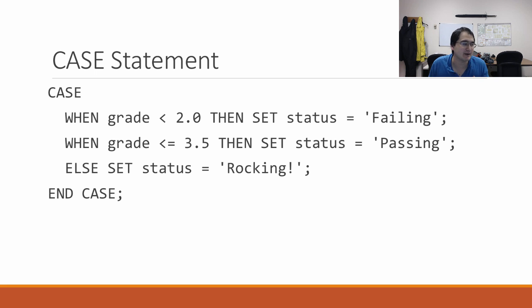The way that this looks is, a case statement is a lot like an insert into statement, a select statement, or a create table statement. It is a statement in SQL. It starts with the keyword case, and then you say when something is true, like when grade is less than 2, then set status equal to failing. So when a particular variable is less than something, set another variable to another value. Or when grade is less than 3.5, then set status to passing, else set status to rocking. So else is the catch-all if none of the previous when statements fire. And then at the end, you just say end case to denote you're done with the case statement.